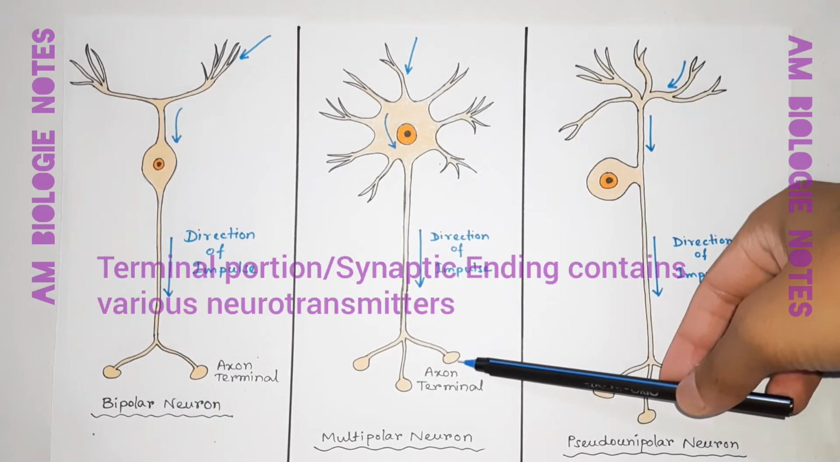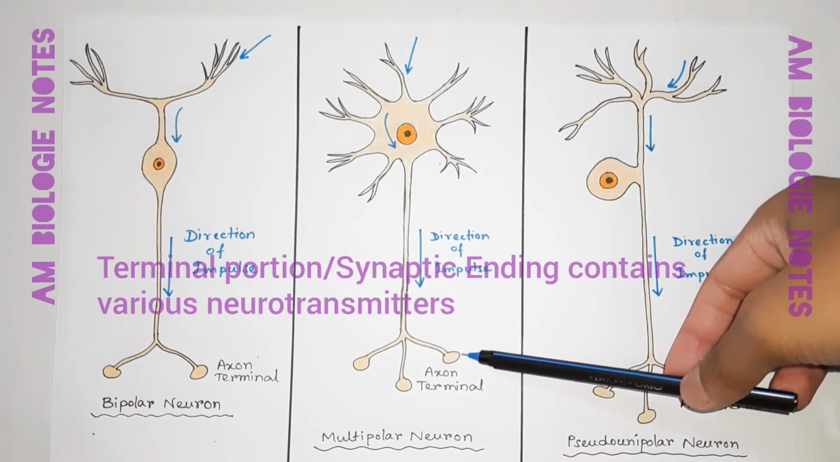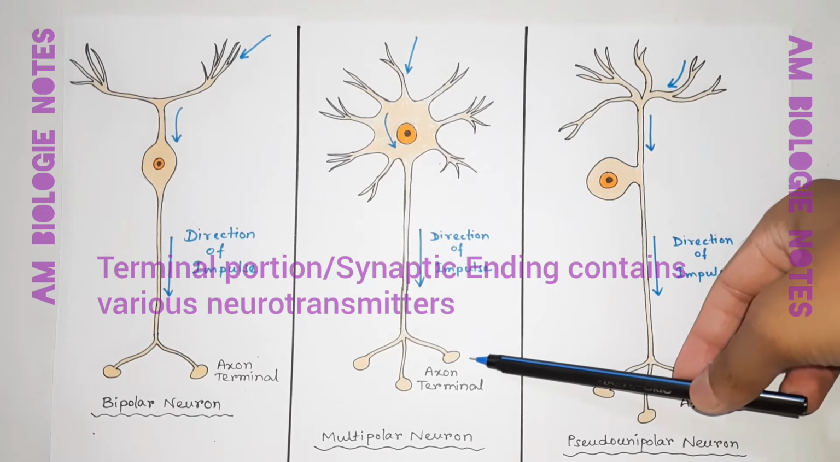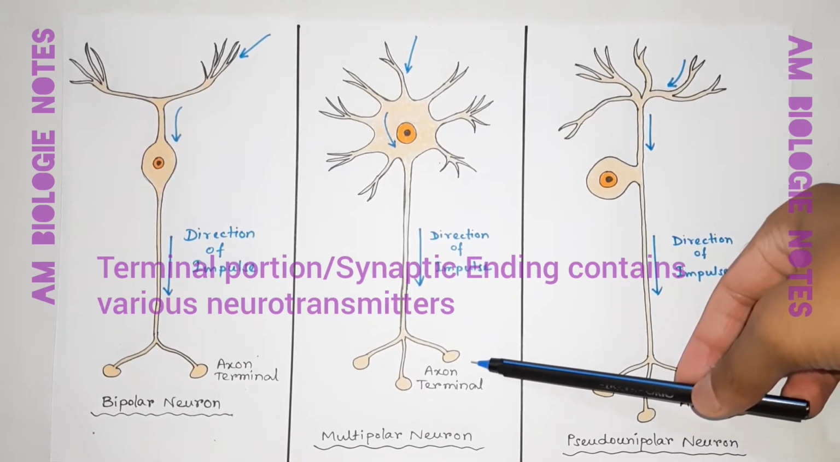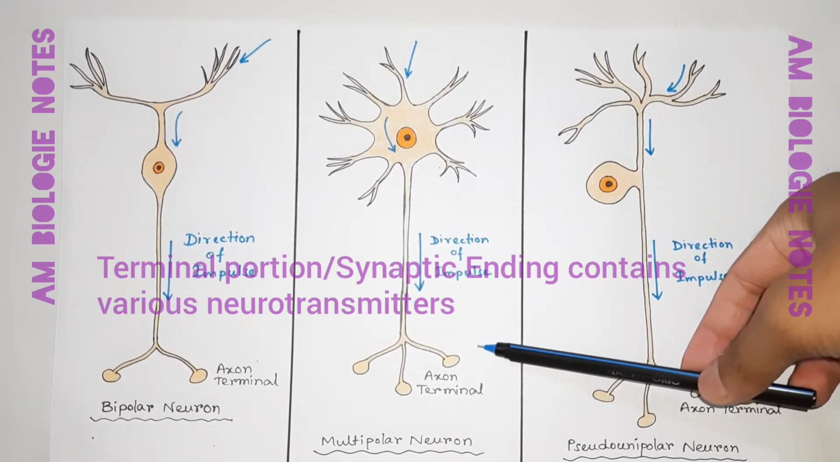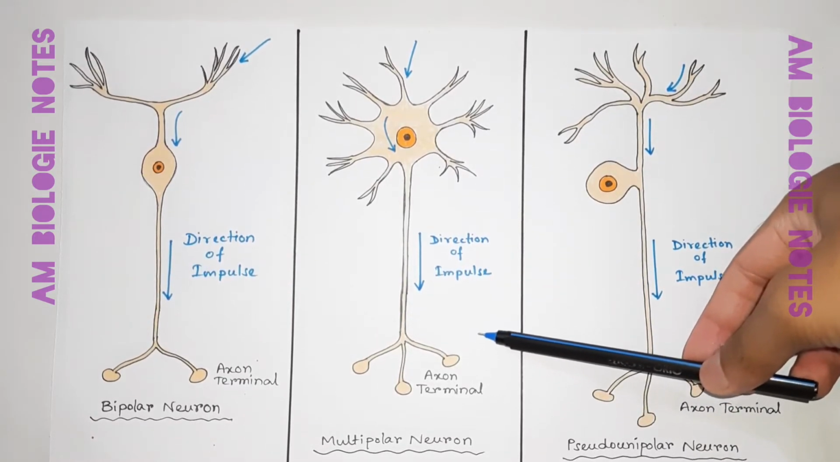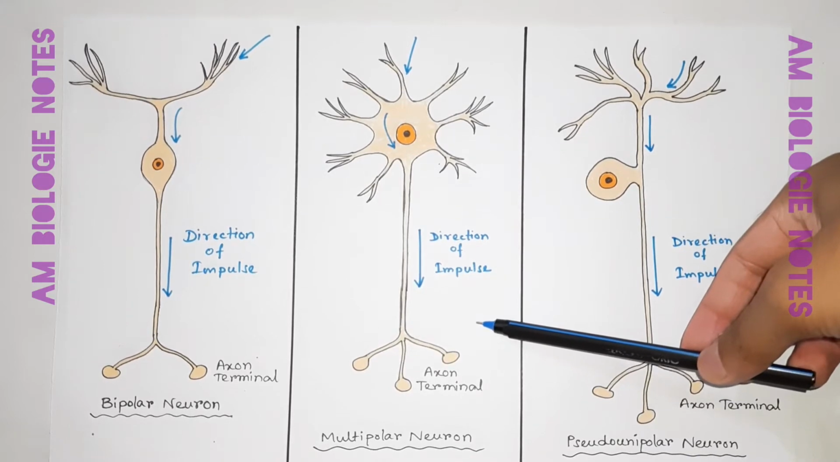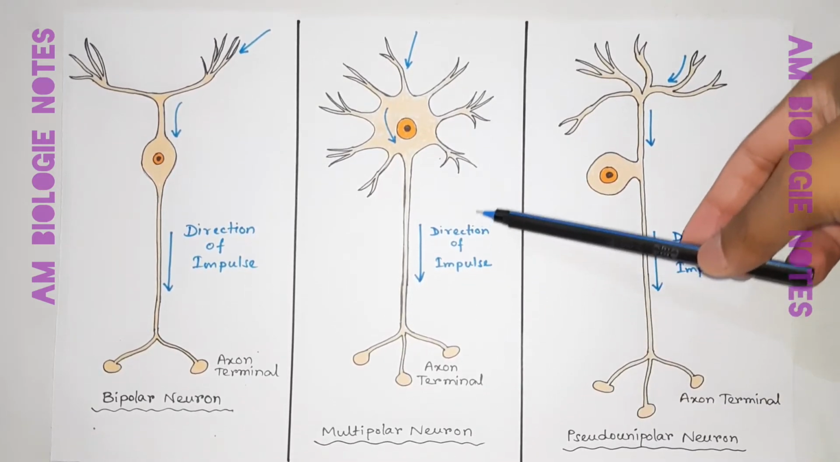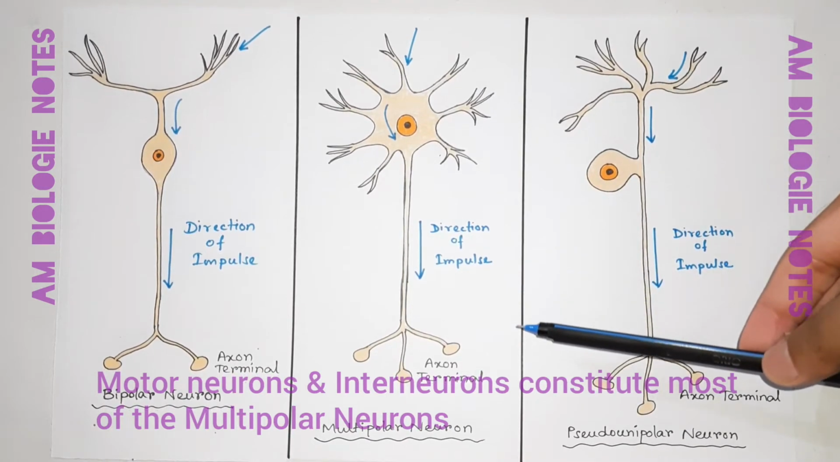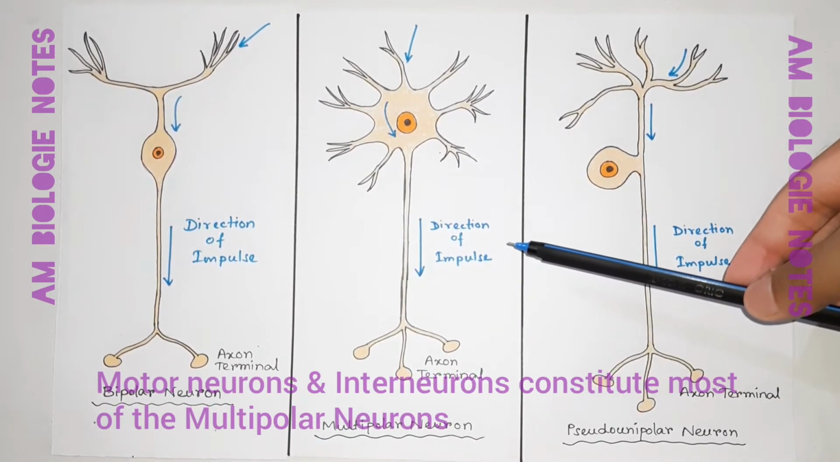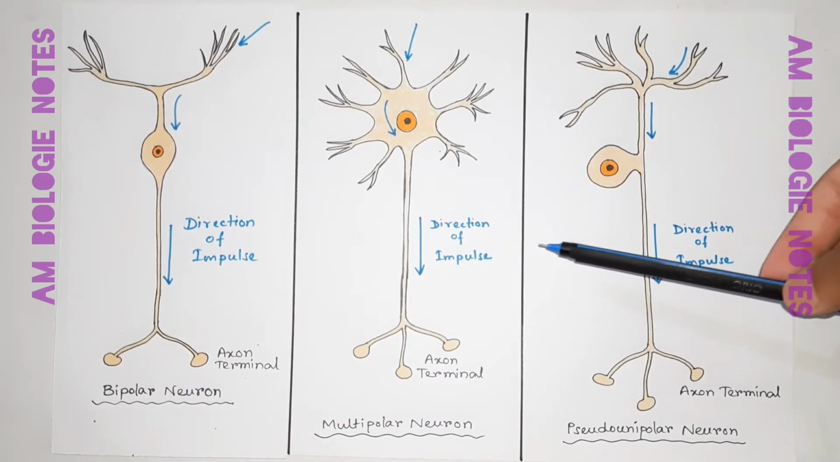The terminal portion of the axon or the synaptic ending contains various neurotransmitters which are released at the synapse and affect other neurons as well as muscle cells and glandular epithelium. Motor neurons and interneurons constitute most of the multipolar neurons in the nervous system.